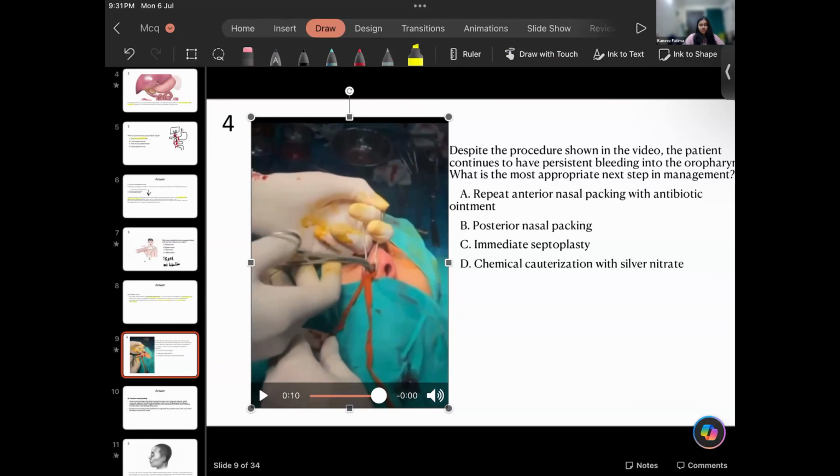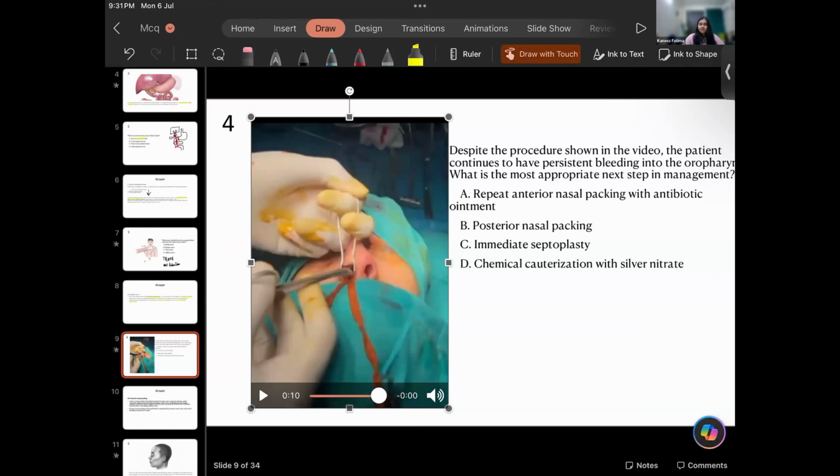We all have watched this procedure during our ENT postings in MBBS. So it is an anterior procedure, an anterior nasal packing. The anterior nasal packing has been done, and the question says that the patient continues to have bleeding despite this. So what would be the next step? We go through the options, one by one.